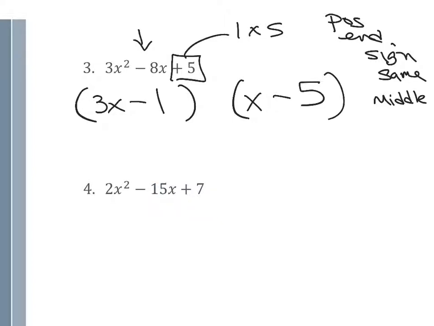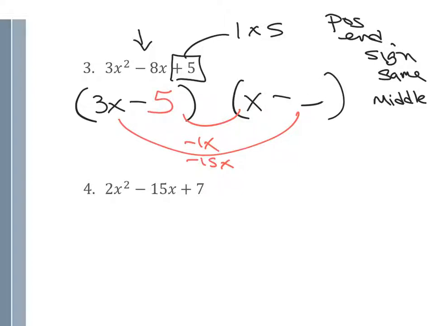So now again with the guess and test, we're going to check the outer and the inner. So the outside gives me negative 15x. Inside gives me negative 1x. Notice when I add those, it's too big. So I put them in the wrong spot. So now I've got to go back and switch the 1 and the 5. So make this a 5 now and make this a 1.